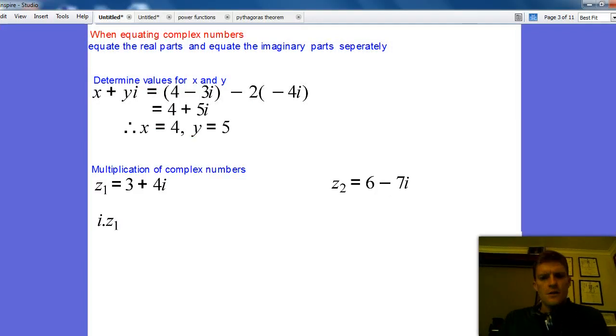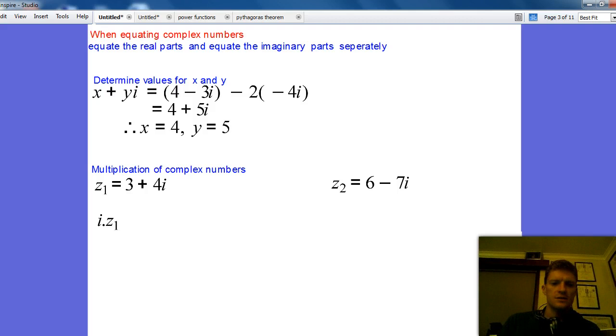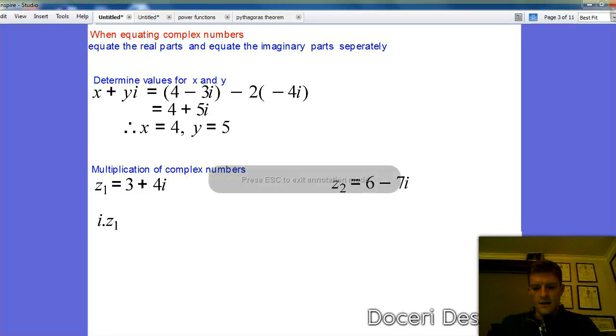Okay, so now let's look at multiplication of complex numbers. We've got two complex numbers, z1 and z2. Let's first take z1 and multiply by i, a factor of i. And we can see from there, quite simply, again, the same approach: i multiplied by 3 plus 4i, and treat it like an algebraic number, expand the brackets, multiply both terms, 3i plus 4i multiplied by i, which is i squared.